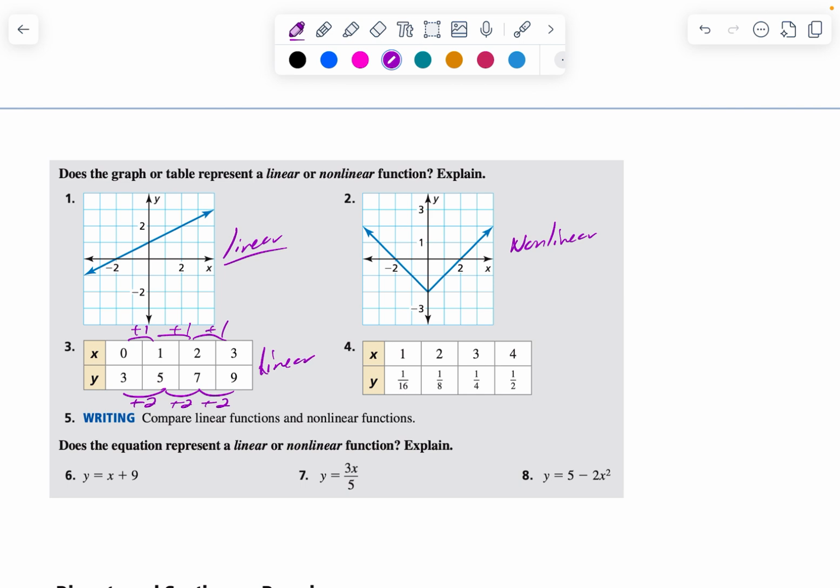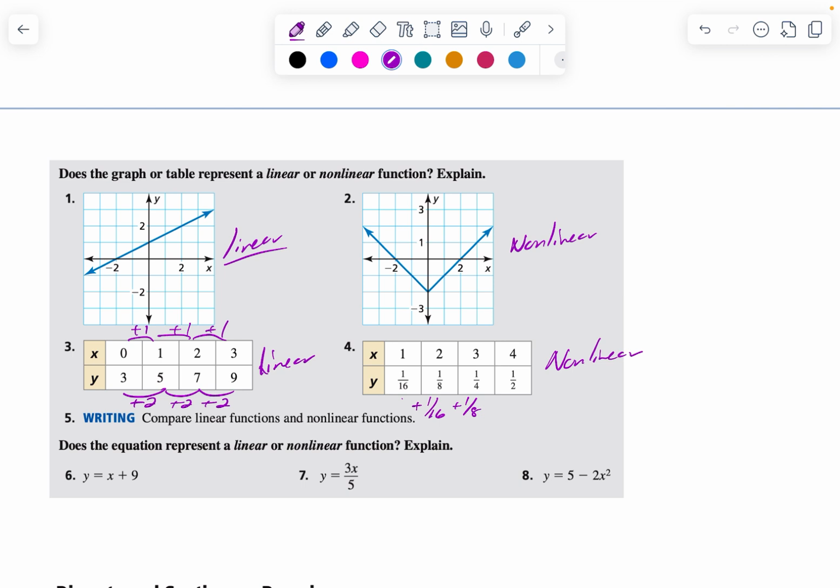Here, this is plus 1/16. This is plus 1/8. It's not the same. Non-linear. You might look at this one and say, oh, it's times 2, times 2, times 2, but that doesn't work. It has to be plus or minus the same amount each time.